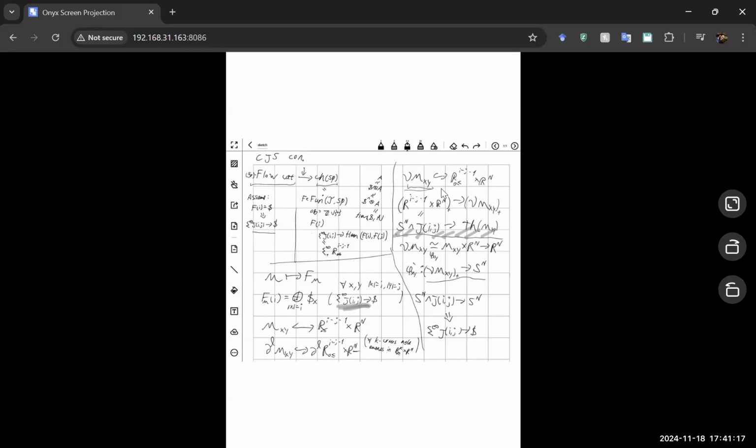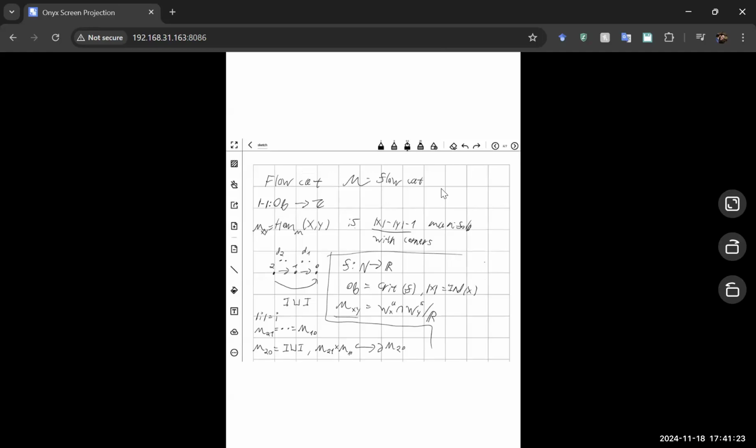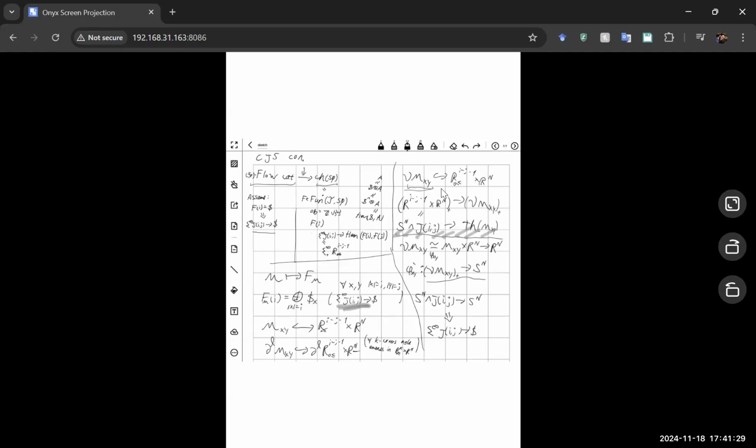I must admit that I don't know how to construct this kind of a functor from flow categories to chain complexes, like this one. I'm not sure how to construct it without the topological model. Okay.